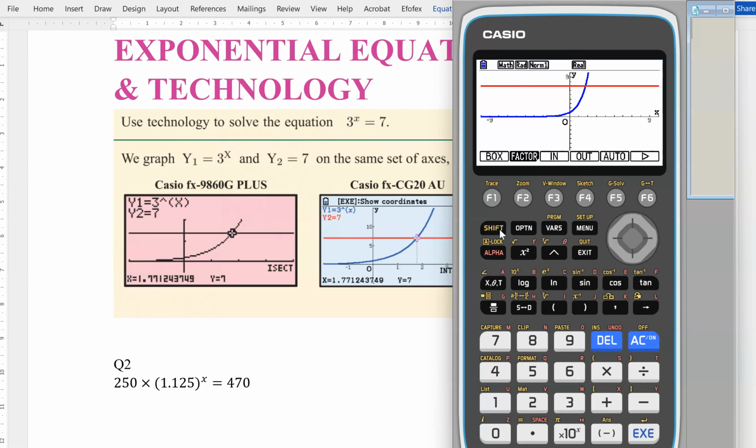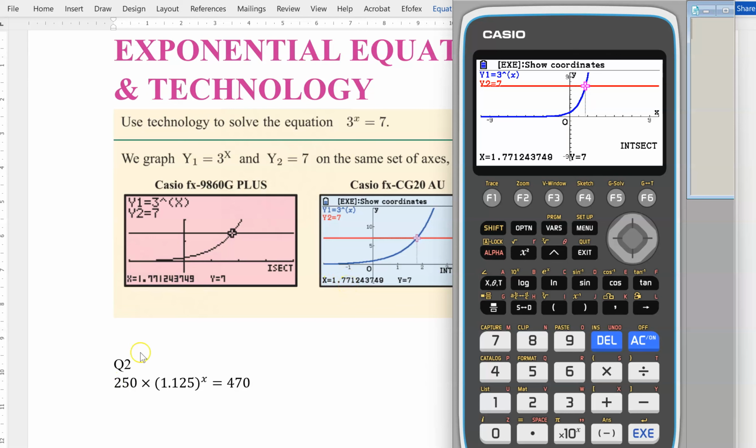So we're going to go Shift, G-Solve. We want to press F5 for intersection. All right, and our x value here, x equals 1.77, that's our solution.